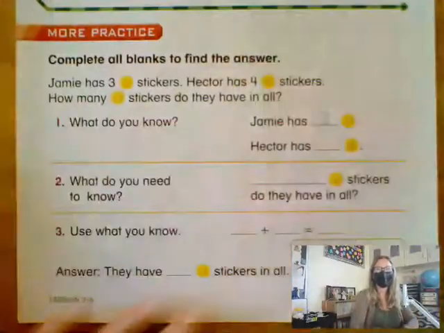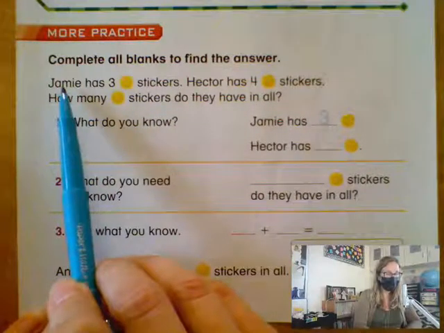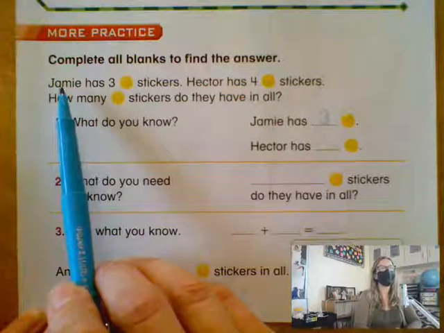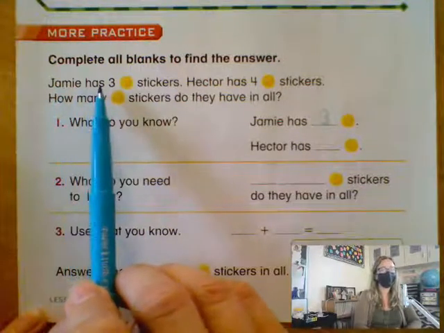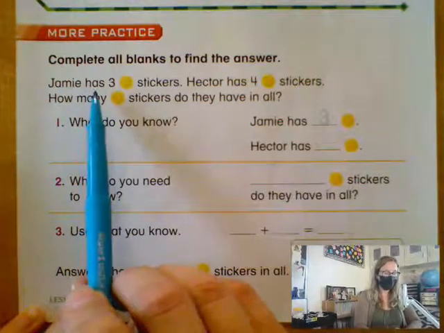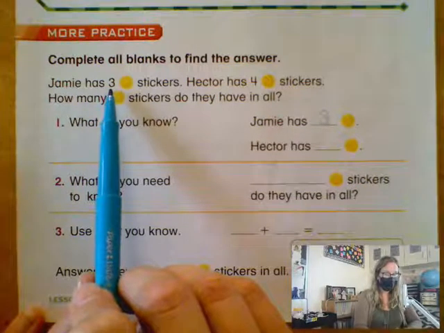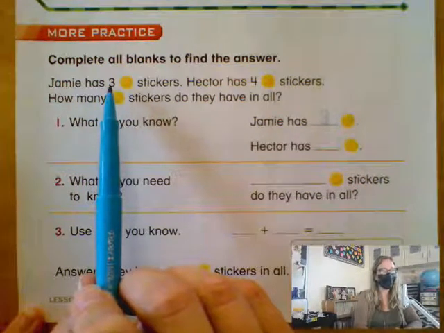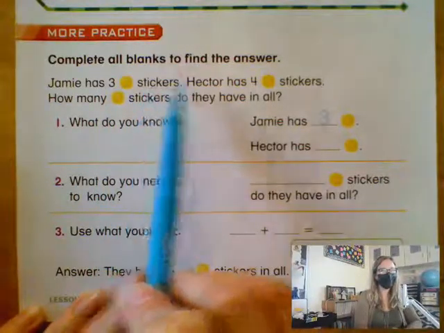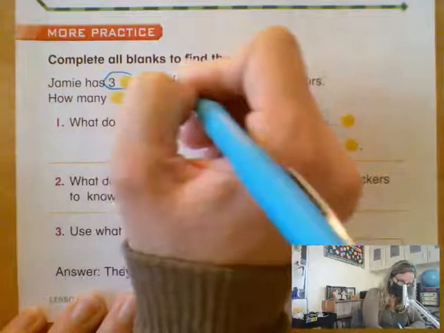Tell us about Jamie. Loud. We're down here at the practice part. Jamie has 3 yellow stickers. Okay, so let's circle 3 yellow stickers.